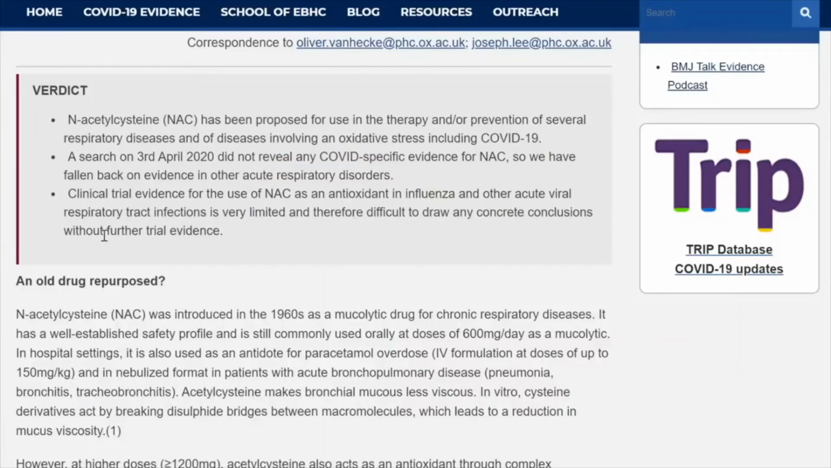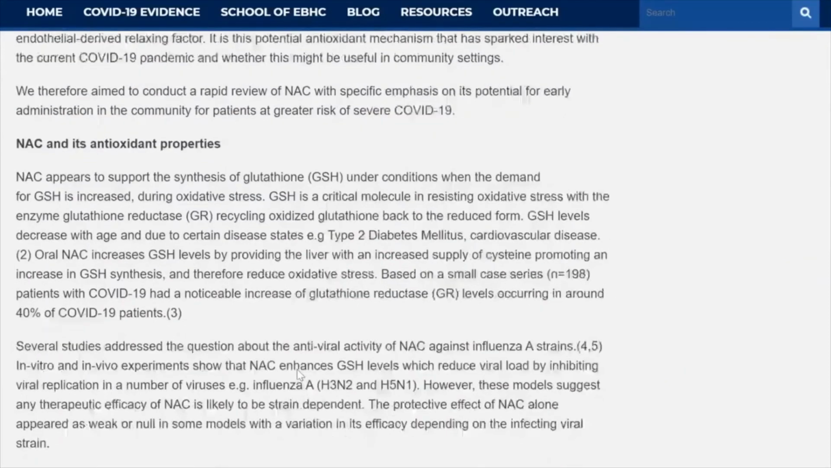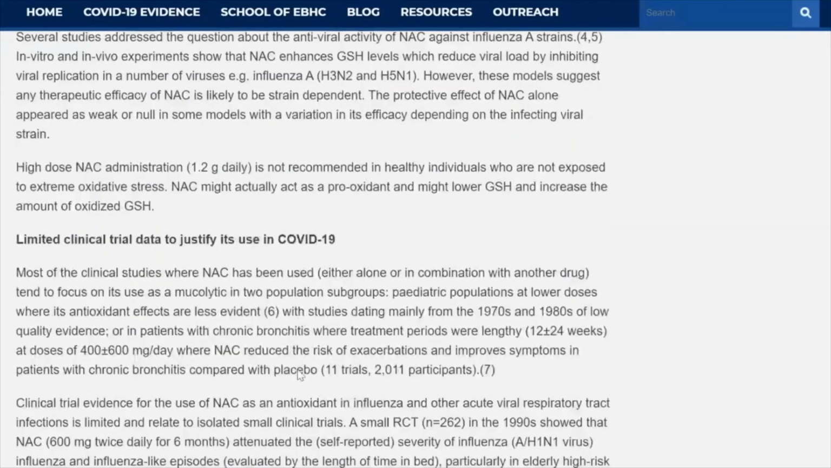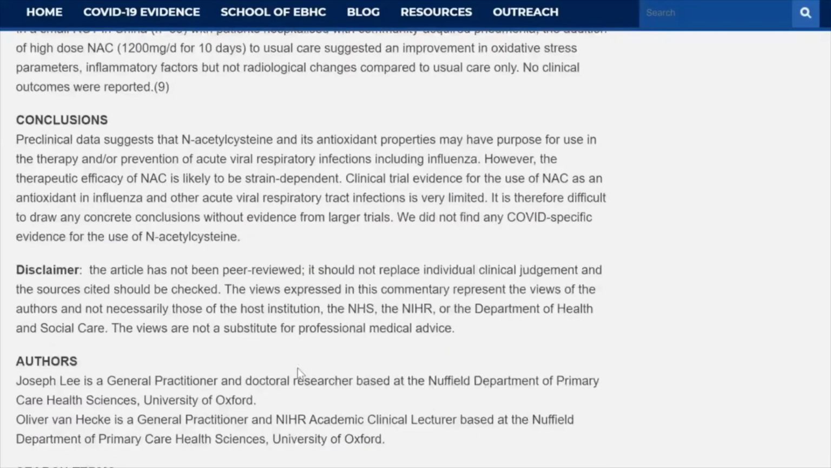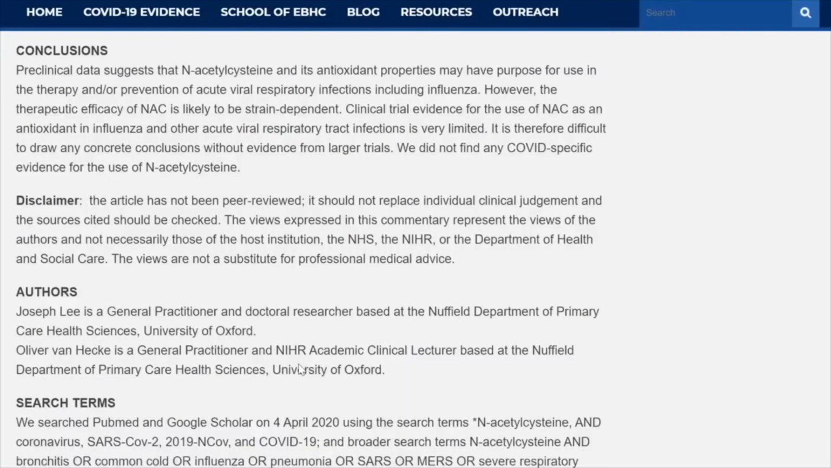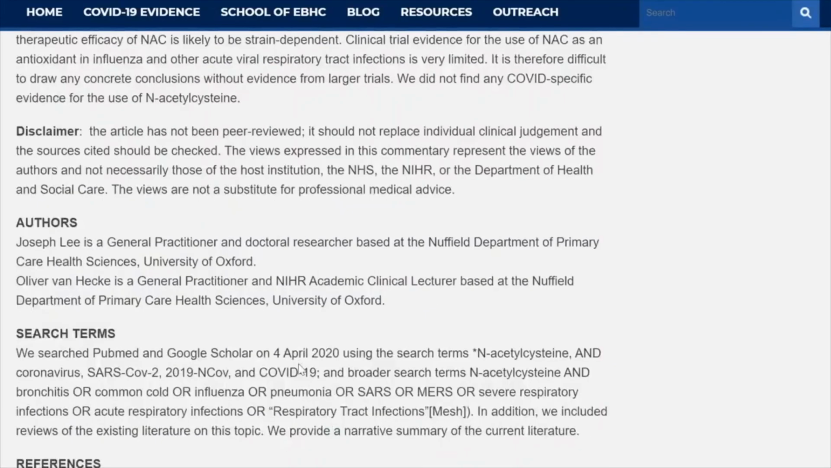So they did look at NAC in terms of acute respiratory disorders. And the verdict that they came up with was that clinical trial evidence for the use of NAC as an antioxidant in influenza and other acute viral respiratory tract infections is very limited and therefore difficult to draw any concrete conclusions without further trial evidence. And so they go through the data here in terms of its antioxidant properties, but they really don't touch at all on NAC and its ability to cleave those disulfide bonds and break up and thrombolyse some of these clots that we are seeing.